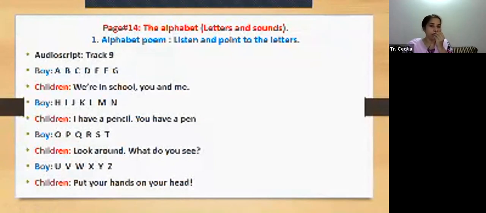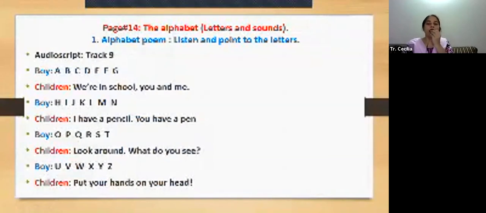Okay, look around, what do you see? T, C, see? Okay, next, U, V, W, X, Y, Z. And we call it Z and Z also. So here is the sound Z. So put your hands on your head. Z, head. Okay.